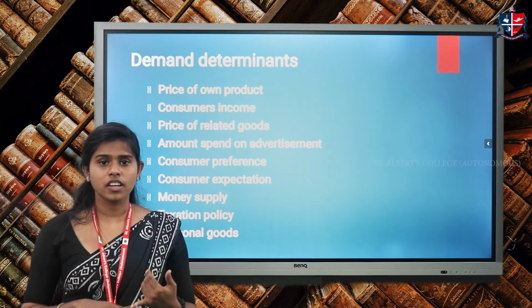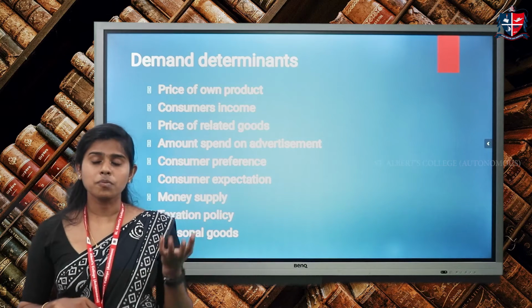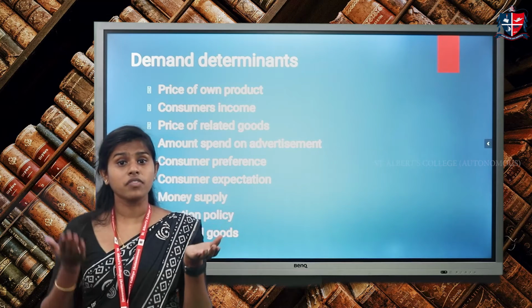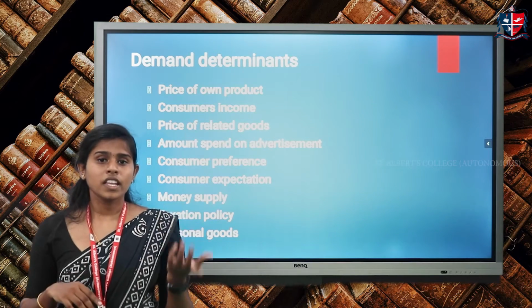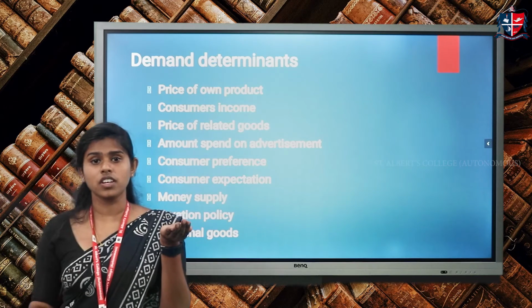That is pen and ink and lock and key. They are known as the complementary goods. So in the case of substitute goods, we have already discussed that when the price of one good increases, the demand for the other good increases. In case of complementary goods, when the price of one good increases, the demand for the other good decreases.